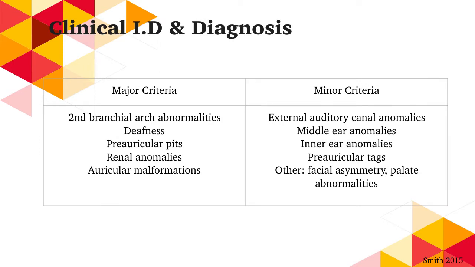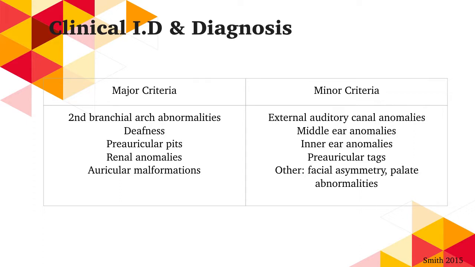So, to those major and minor criteria. Major criteria for BOR syndrome diagnosis is any second branchial arch abnormality. We have deafness, preauricular pits, renal anomalies, and auricular malformations.